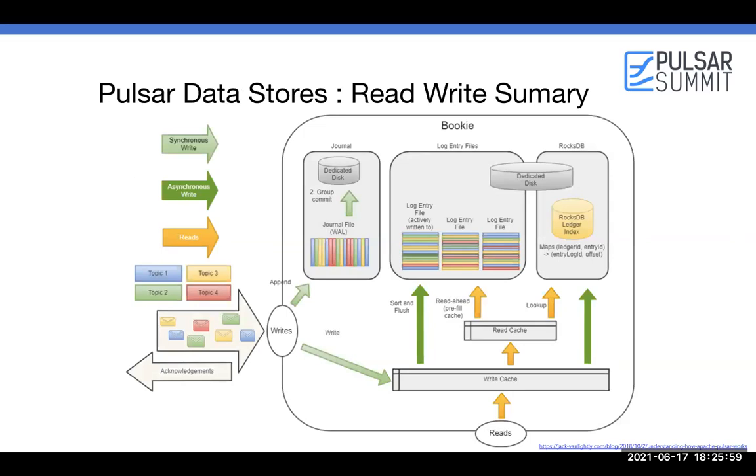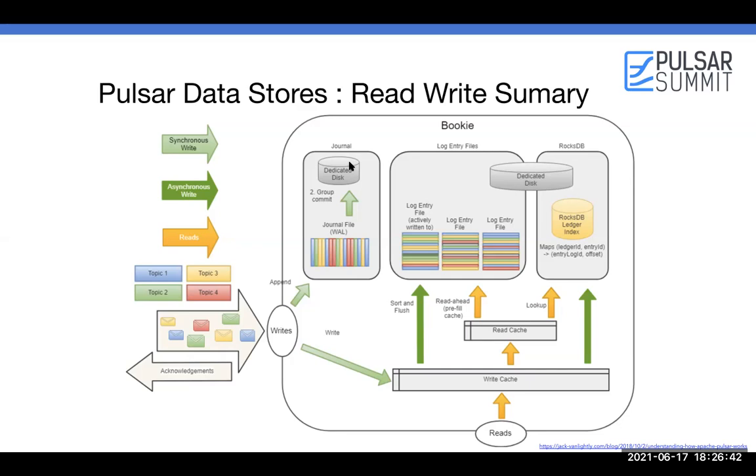So if we summarize this, you see this light green color. When we write to a journal file, then we write to a write cache. Asynchronously, you see with this dark green, we write to the entry log file, and we also write to the index file, which is RocksDB in implementation. You see that the journal has its own dedicated disk, and your entry log file, which is basically your ledgers, has its own disk. So we have writes going here and reads going here. So we really have a good level of IO isolation.